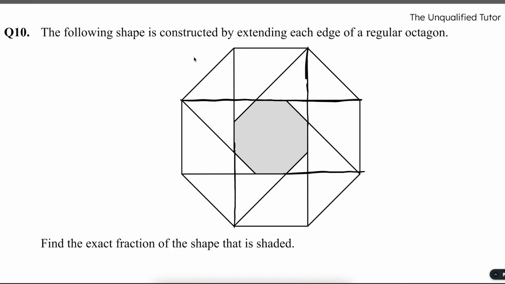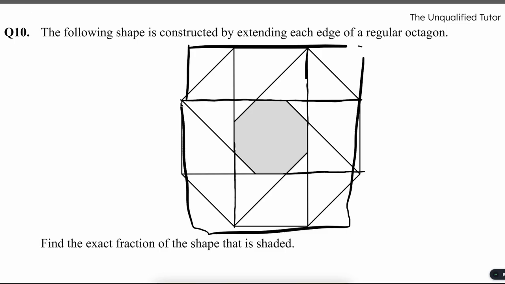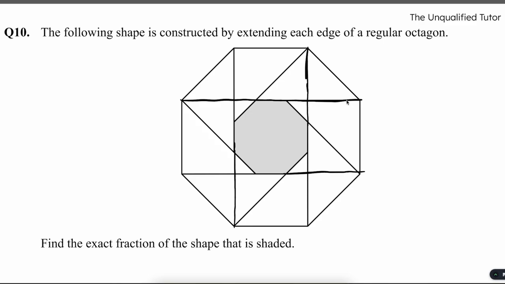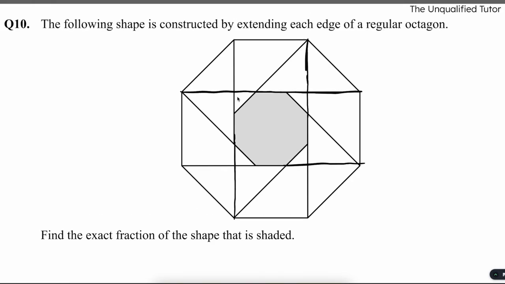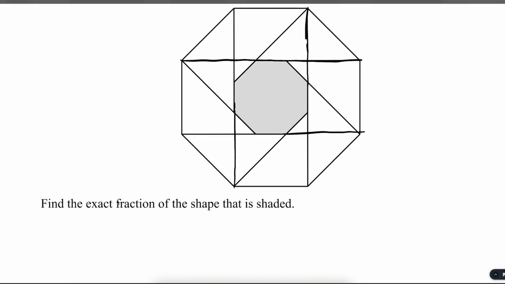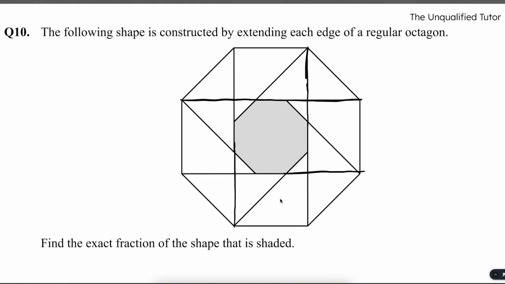So you can draw a nice little grid here, which is 3 by 3. But before you start saying, oh, well, this is just 1/9, well, this edge here isn't the same length as this edge, okay? So we have to do a little bit more thinking than that. So find the exact fraction of the shape that is shaded.